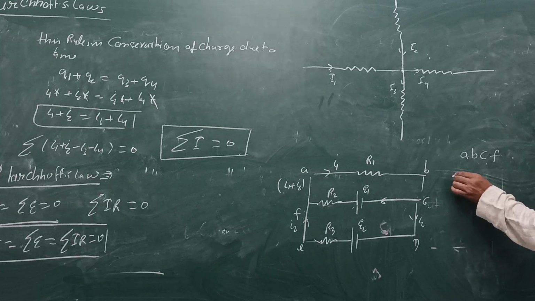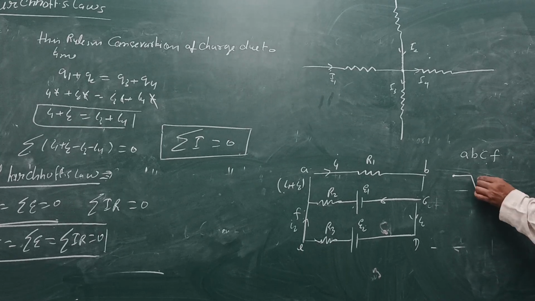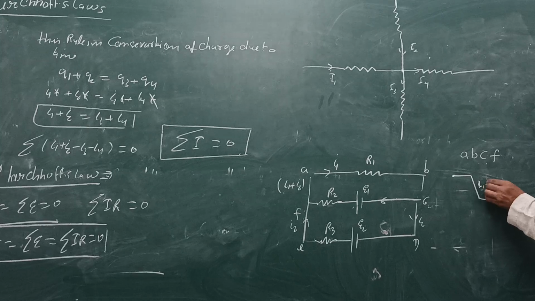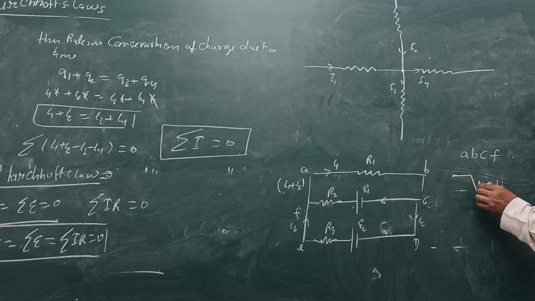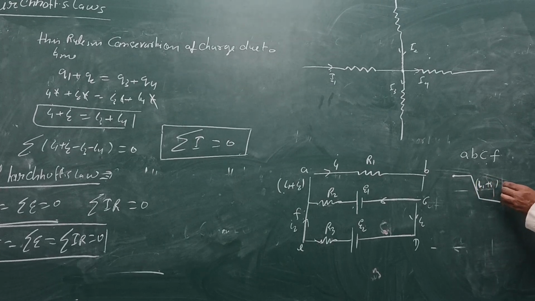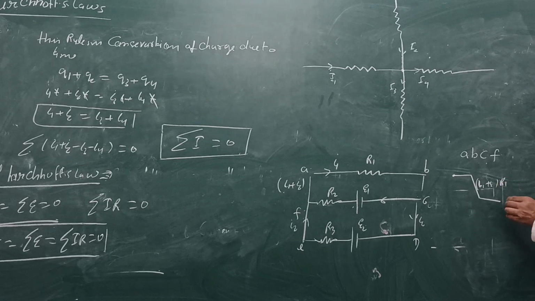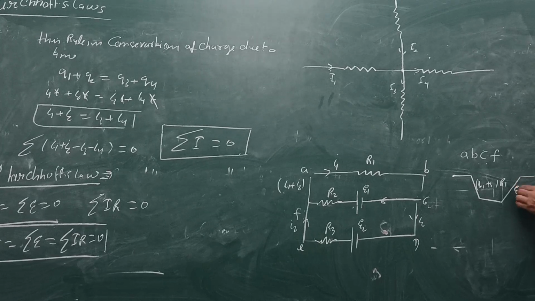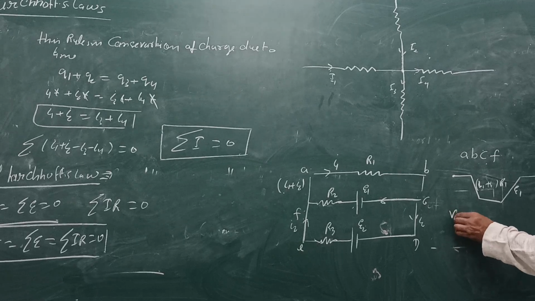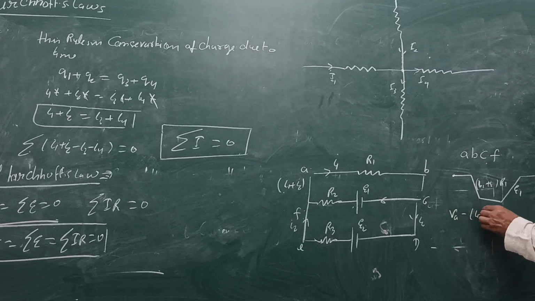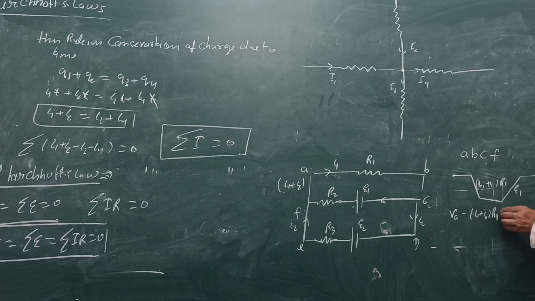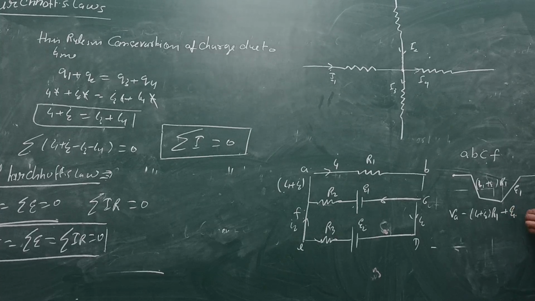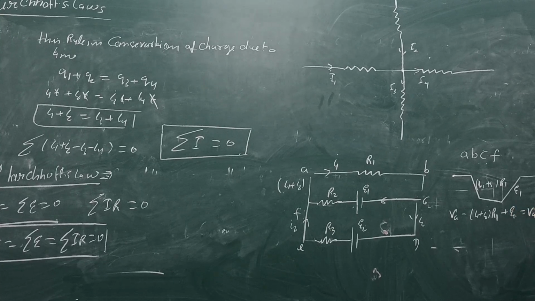This is the point of potential VA, I1 plus I2 is the resistance R1, and movement of E1 from point A: the value is VA minus (I1 plus I2) into R1 plus E1 is equal to VA.